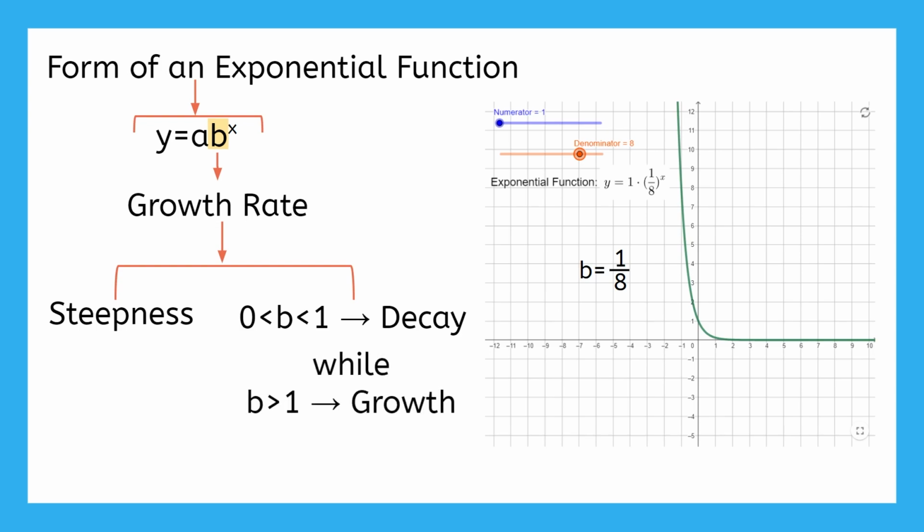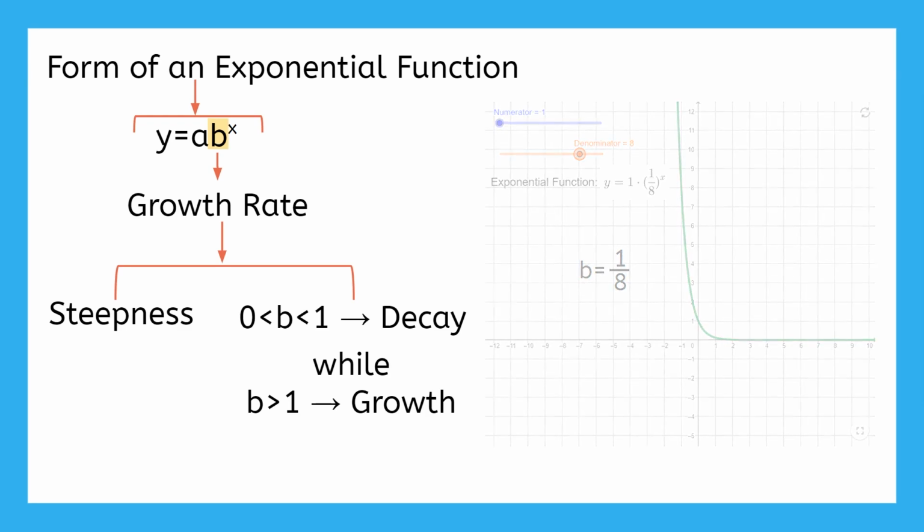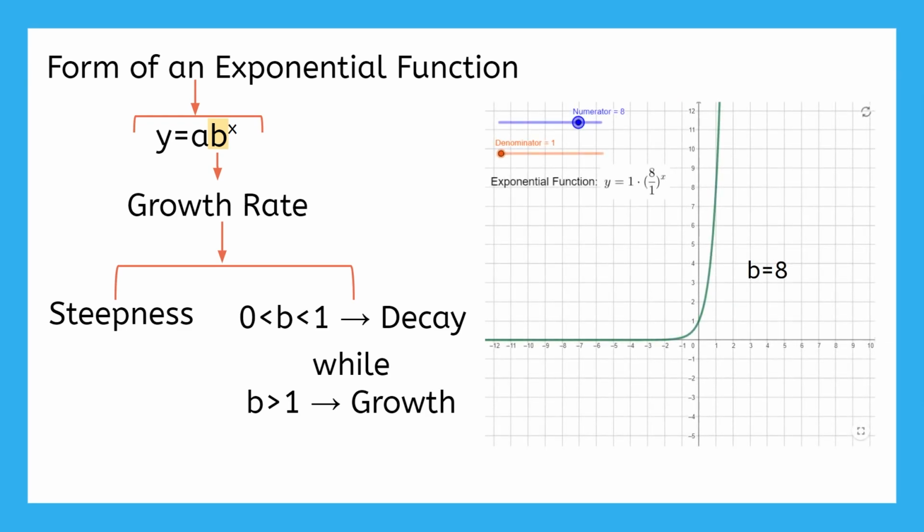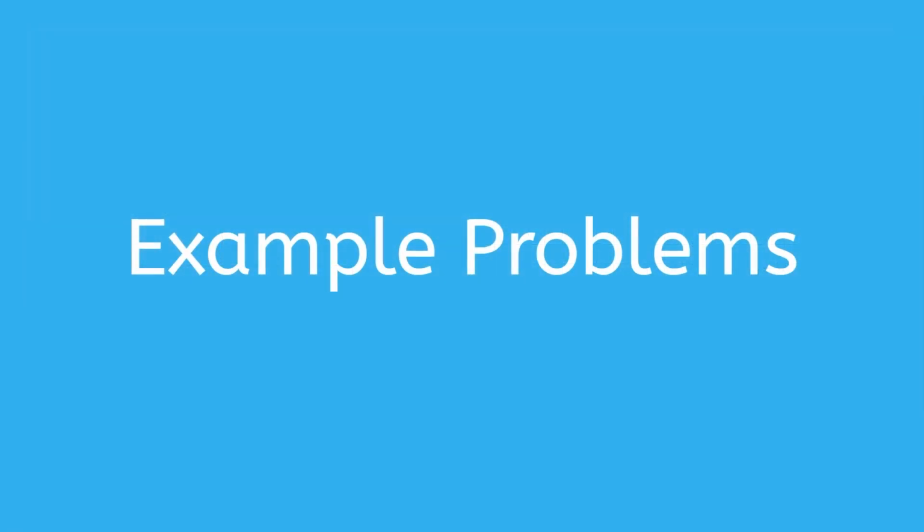When b is greater than 1, we saw the opposite. The graph was increasing like we saw here with b equals 8. We call this exponential growth since the y value is growing as the x value increases. Let's check our understanding by working with different a and b values.